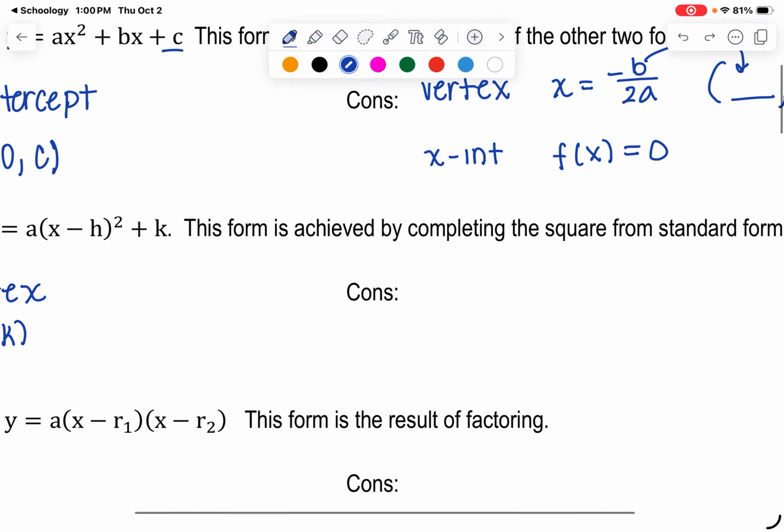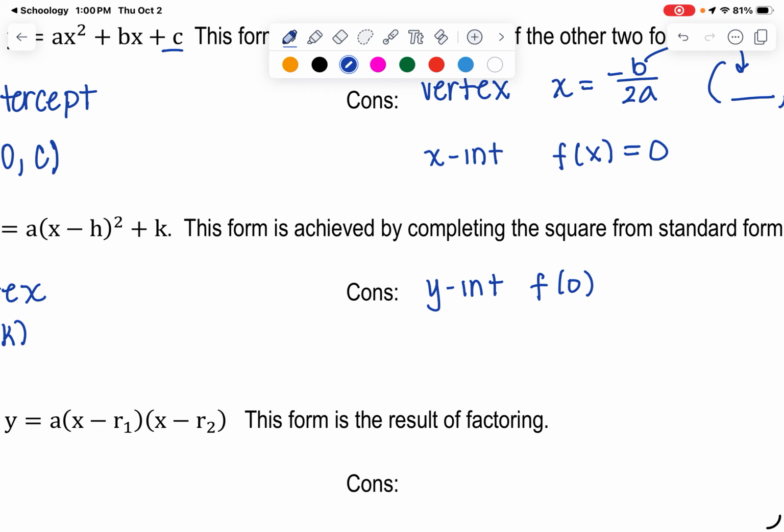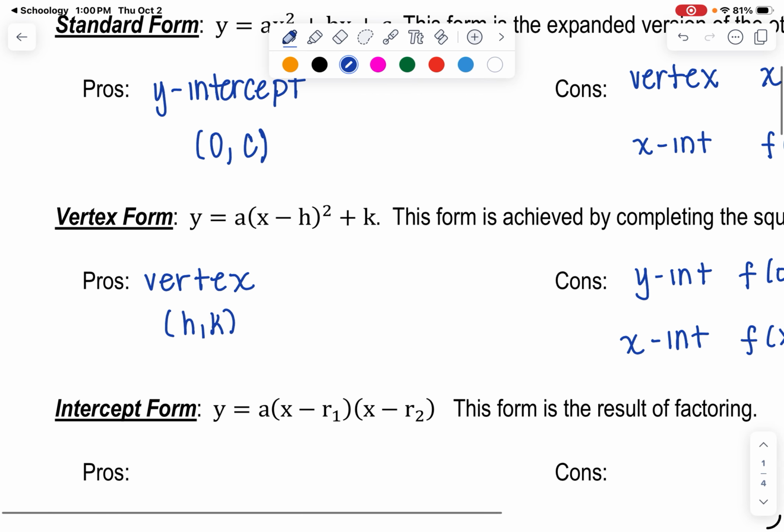The cons are that you have to do work to get your y-intercept, and you have to do work to get your x-intercepts. For your y-intercept, plug in 0 for x and see what you get for y. So find f of 0. And then for your x-intercepts, just like the one before, you have to set your function equal to 0 and solve. All right? And these all say y equals, but I'm looking at it as f of x equals because we're used to function notation.